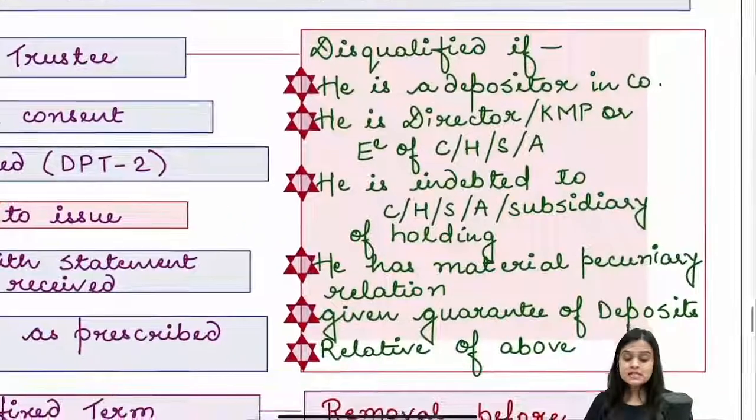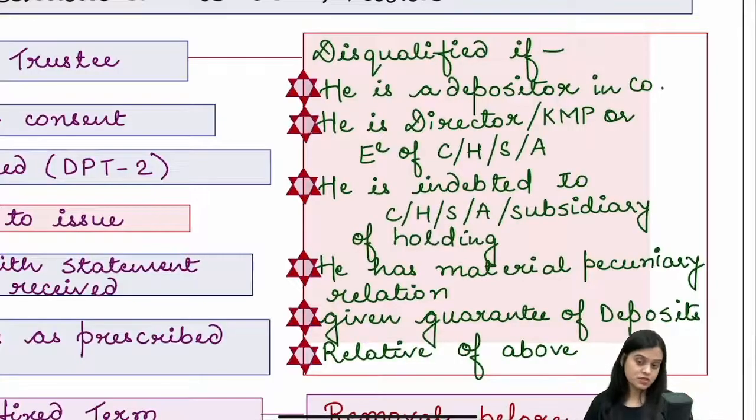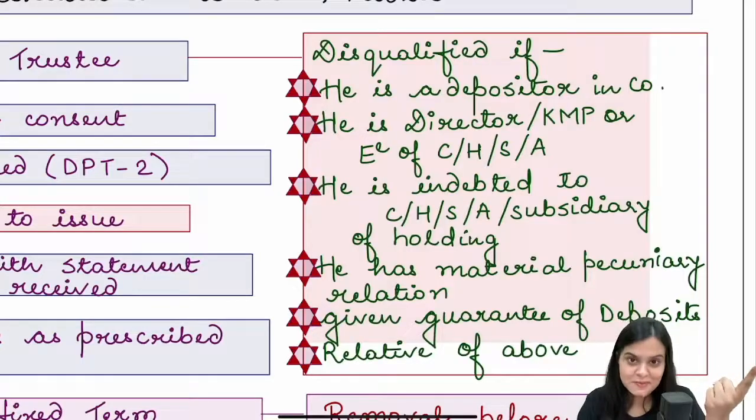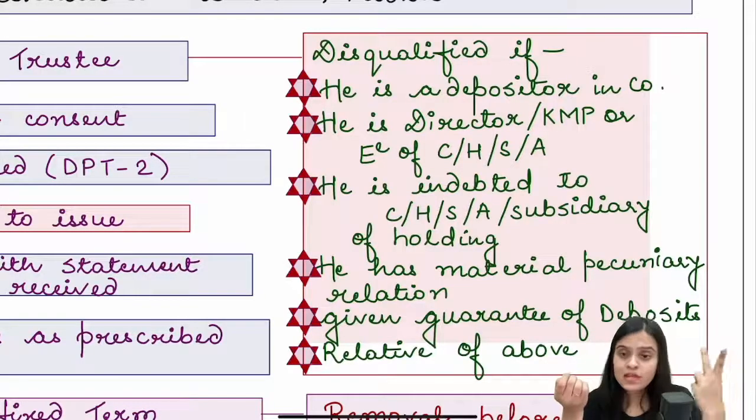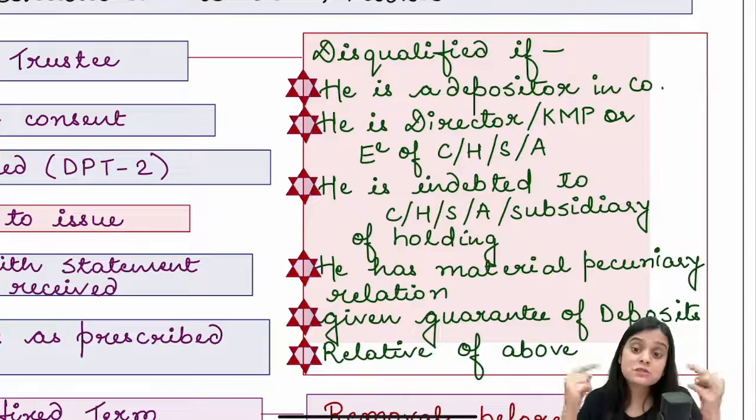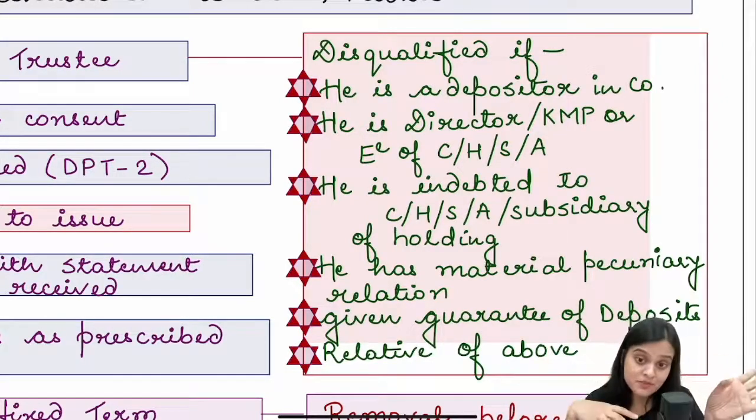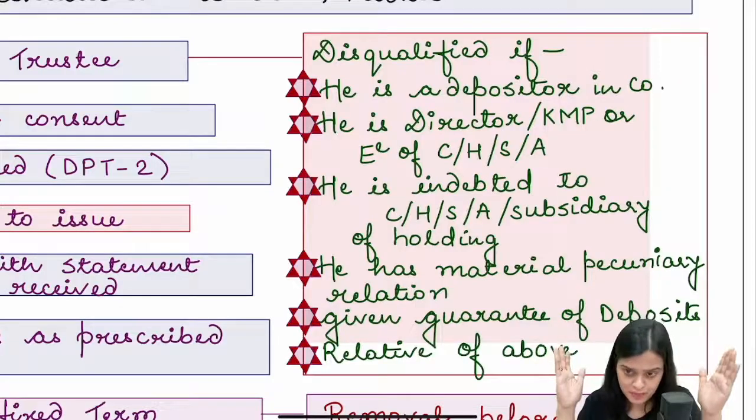Now, who is disqualified to become the deposit trustee? That means who cannot become deposit trustee? If you are a depositor, if you are a director or KMP or employee of company, holding, subsidiary, associate, if you're indebted to company, holding, subsidiary, associate or subsidiary of holding, if you have a material pecuniary relation, if you have given guarantee of some deposits, or if you're a relative of above.